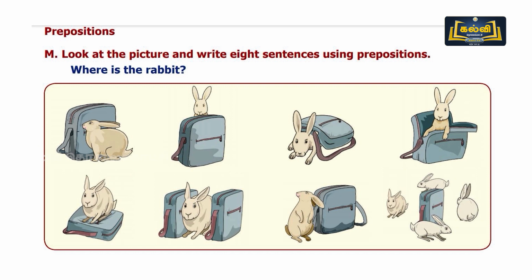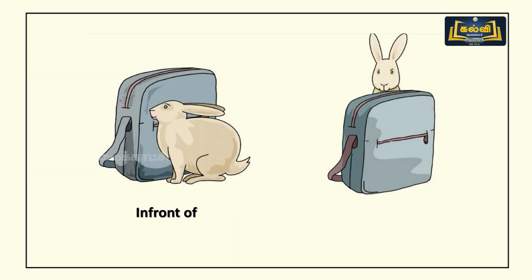See children, next we are going to see about the preposition. This also you would have seen in the last session. A preposition is the position of a thing or whatever it is regarding. See, now you can see the picture. Look at the picture and write 8 sentences using prepositions. Where is the rabbit? See, in each picture you can see the position of the rabbit. It is differing. In the first picture, the rabbit is in front of the bag. In the second picture, the rabbit is behind the bag.